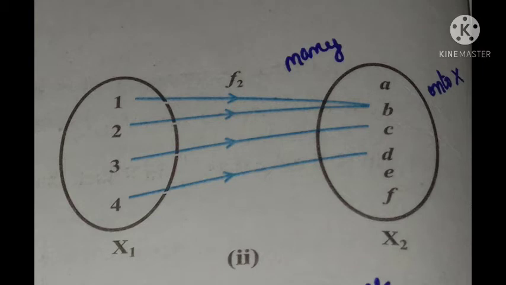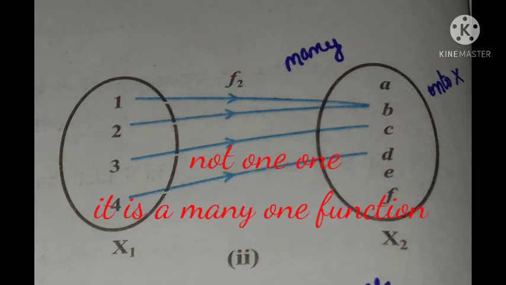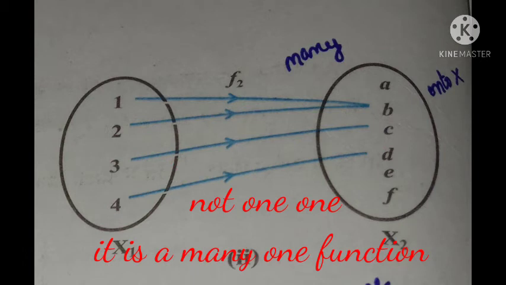Let's see this arrow diagram. Here the image of 1 and image of 2 are same. Image of 1 is equal to B, image of 2 is equal to B. So the different X elements 1 and 2 have the same image B and therefore the given function is not one-one, it is a many-one function. It's clear? It is a many-one function.